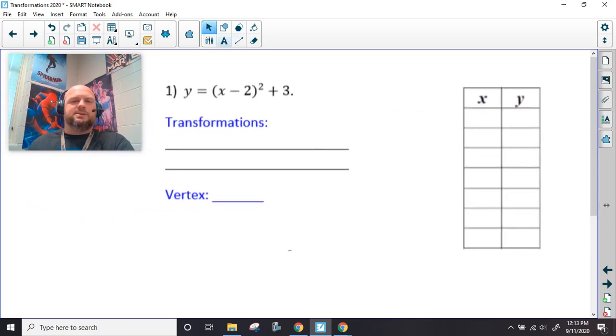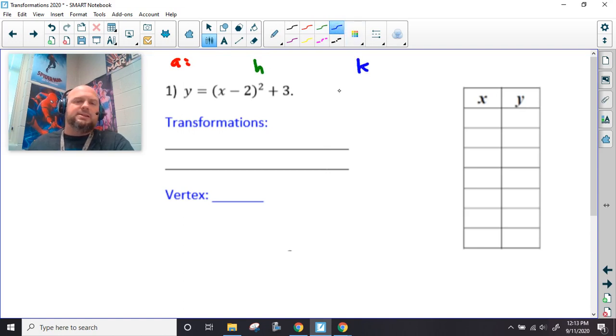All right, so this is something that I like to do first. I like to find my A, I like to find my H, and I like to find my K. And yes, I do like to do this. Now, I know on our little chart right here, we've got extra. We're just going to cross these out. That's just too much.